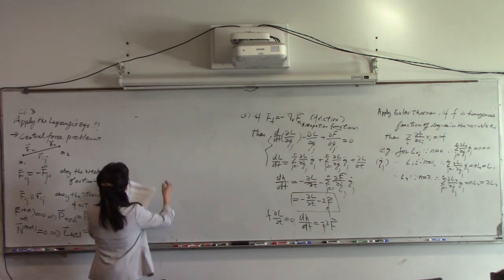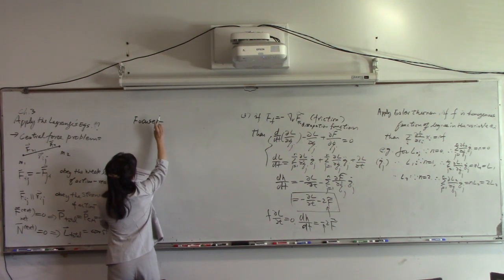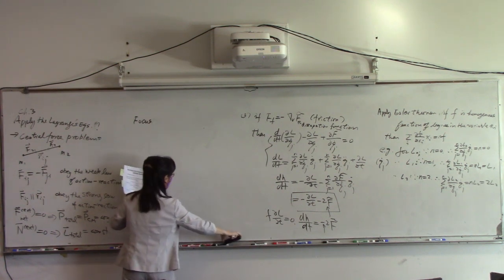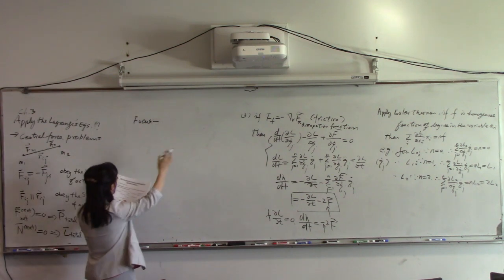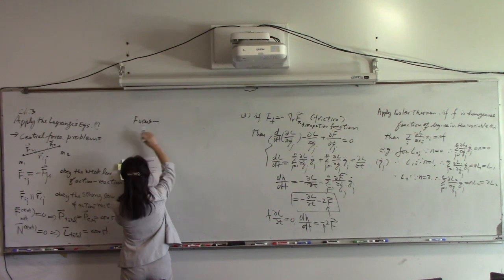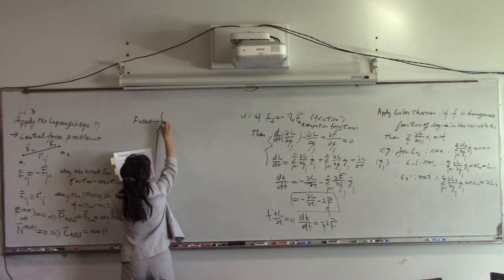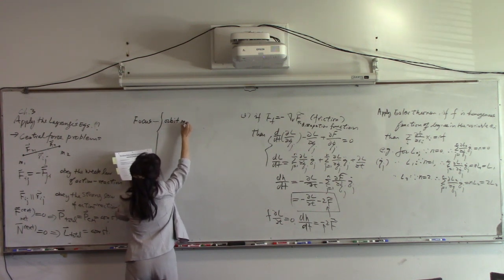Then what is our focus, or our goal? What are we interested in? We are interested in the equation of motion, or the motion of this particle under the central force, right? So there are two major parts. First, what is the orbit motion, right? What type of orbit?